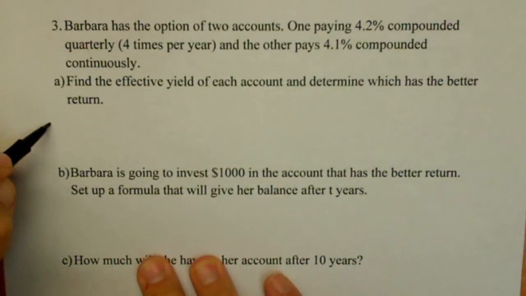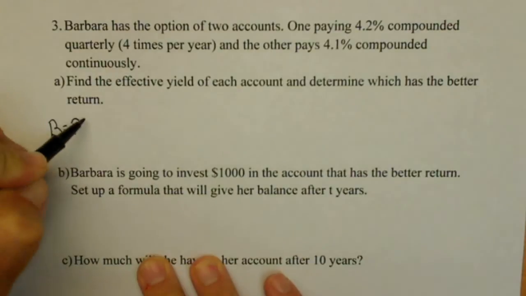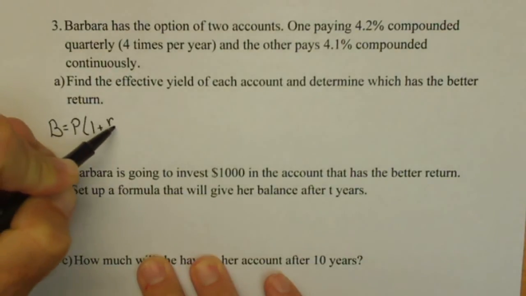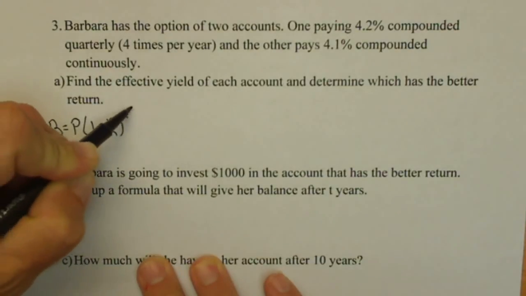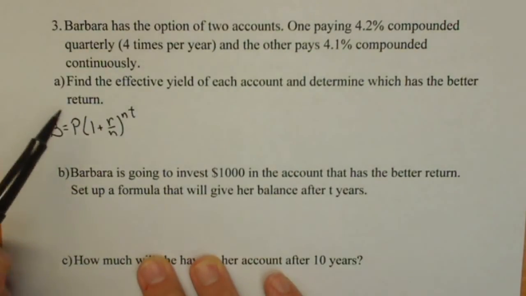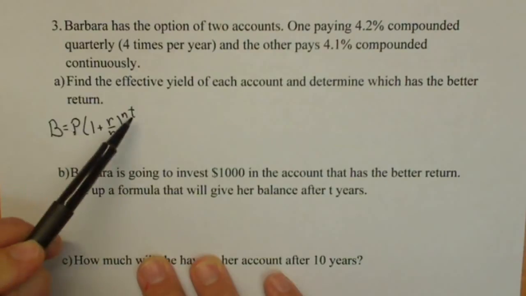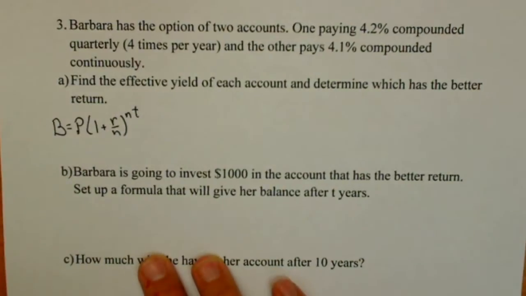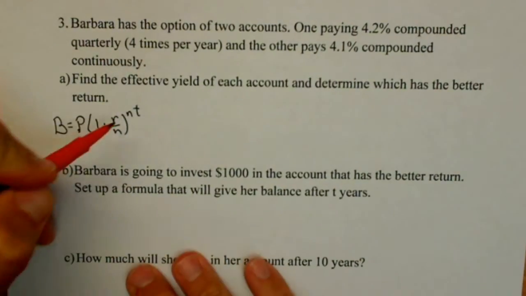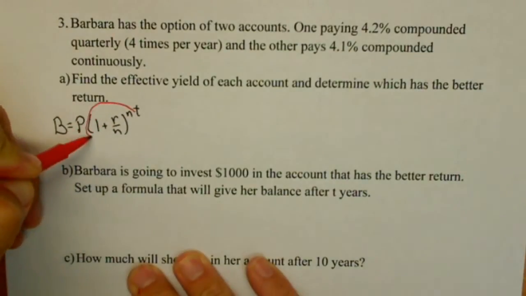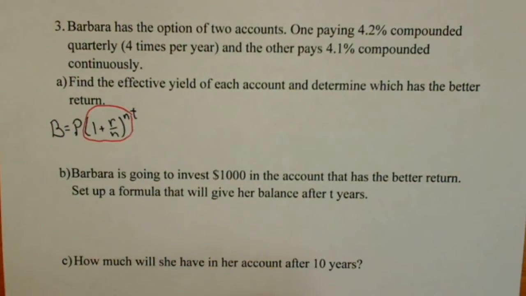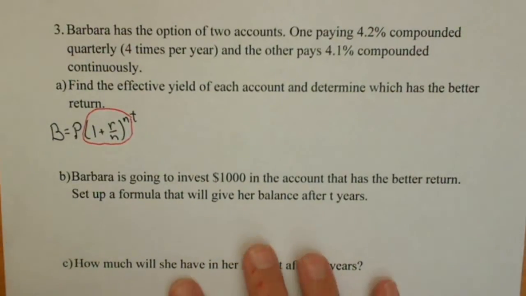Well, you should be familiar with this formula right here, P(1 + r/n)^(nt). Now, the P and the T are going to be the same because we're putting in the same principal and we're going to leave it in there the same number of years. So where the difference really is is right here. This is what's going to help us calculate the effective yield. It's not quite the effective yield, it's the growth factor, but it's very easy to turn into an effective yield.